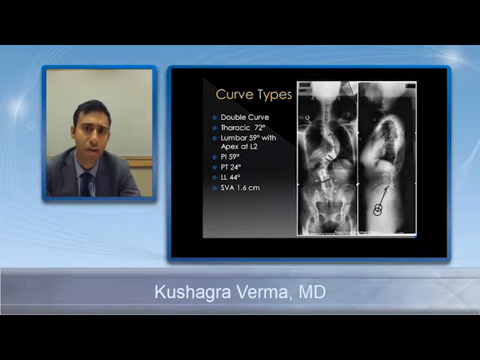Here's another curve, double curve here. This is probably a patient that had adolescent scoliosis that was untreated. And probably it started as a thoracic curve that then progressed over the course of the patient's life, and then they developed this lumbar curve. Now in adulthood, this is exponentially harder to take care of than in adolescence, which is one of the reasons I'm such a believer in treating adolescent scoliosis.